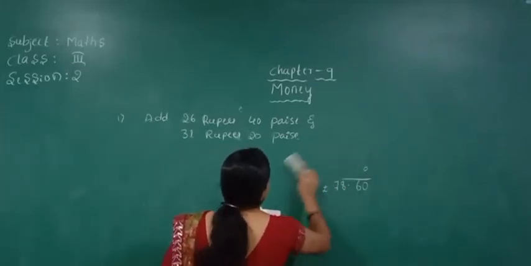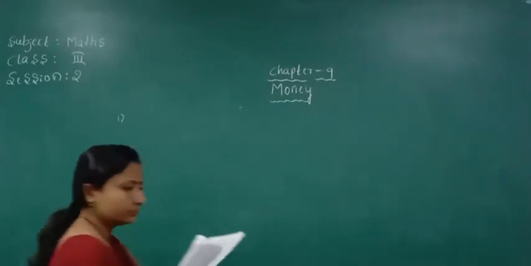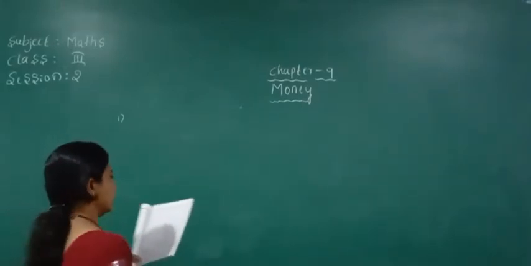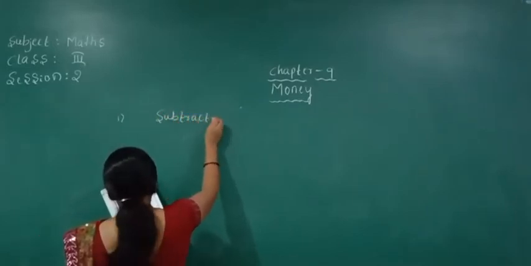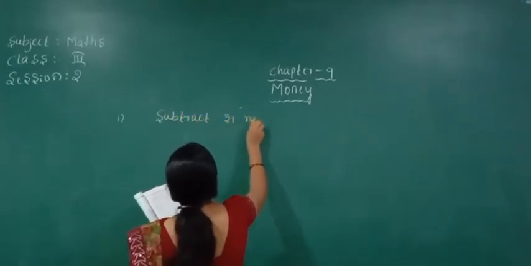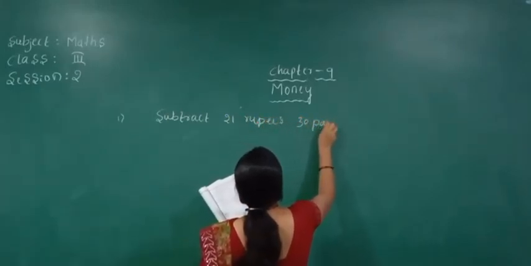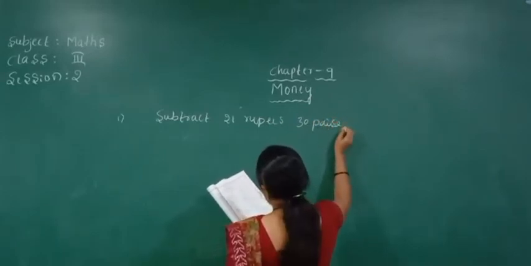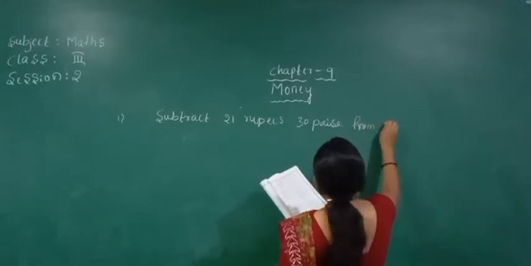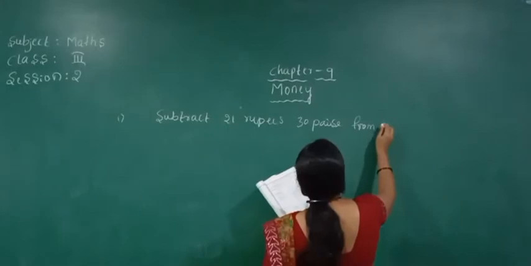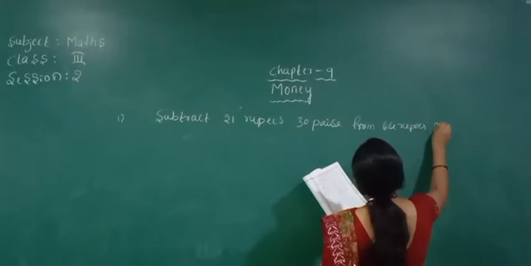Next we are going to subtraction of money. Okay, what is given here: subtract 21 rupees 30 paise from 64 rupees 80 paise.